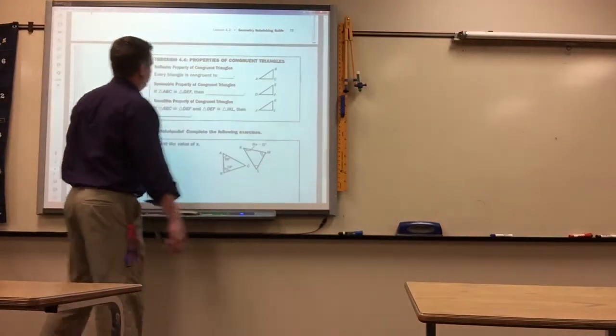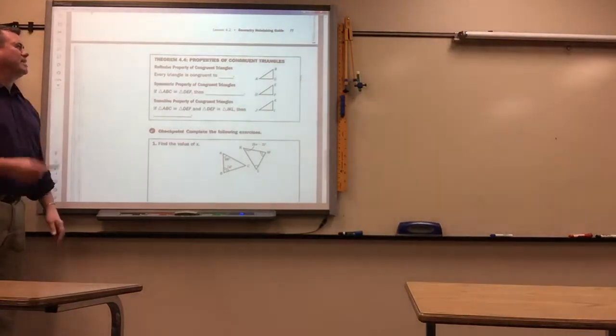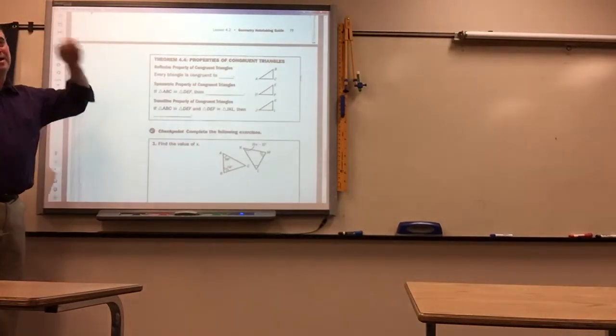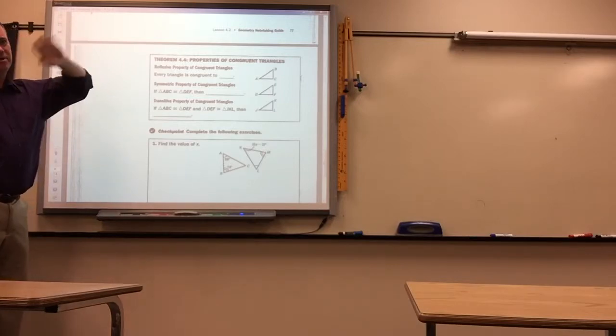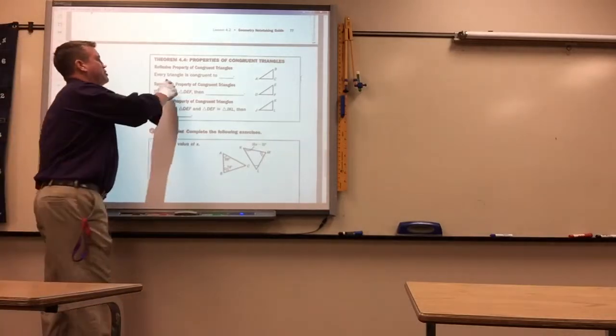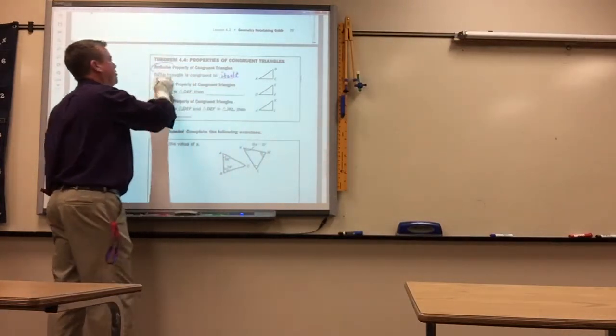Properties of congruent. We've gone through these before, but now we're gonna get into proofs where you're gonna have to use these properties. Not today, but it's coming up quick. Every triangle is congruent to itself. That's reflexive.